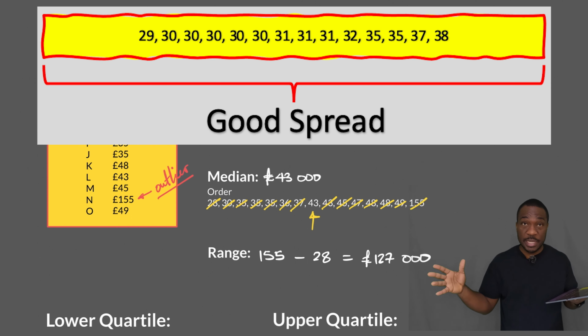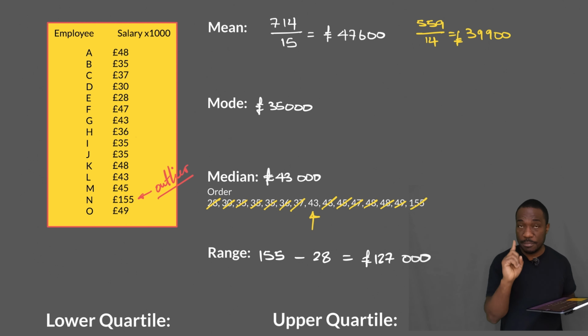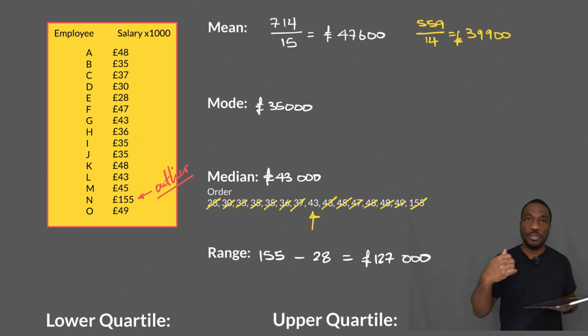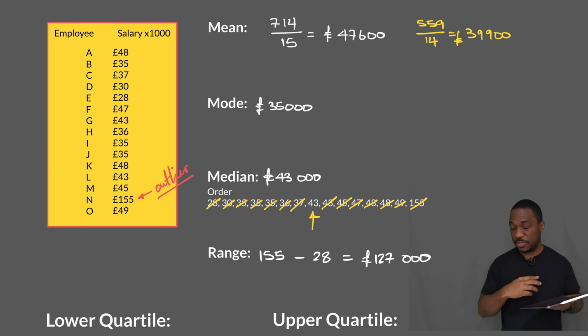Okay, the bigger the range, the less you can depend on your data. The smaller the range, the more you can depend on your data. Because if the range is small, it means that all of the data are sort of near to each other, and you can make really good predictions for your mean, your mode, or your median, and so on. So in this case, the range is very big, the data is very spread out because of that 155,000, and because of that, this data can't be relied on to find the mean.